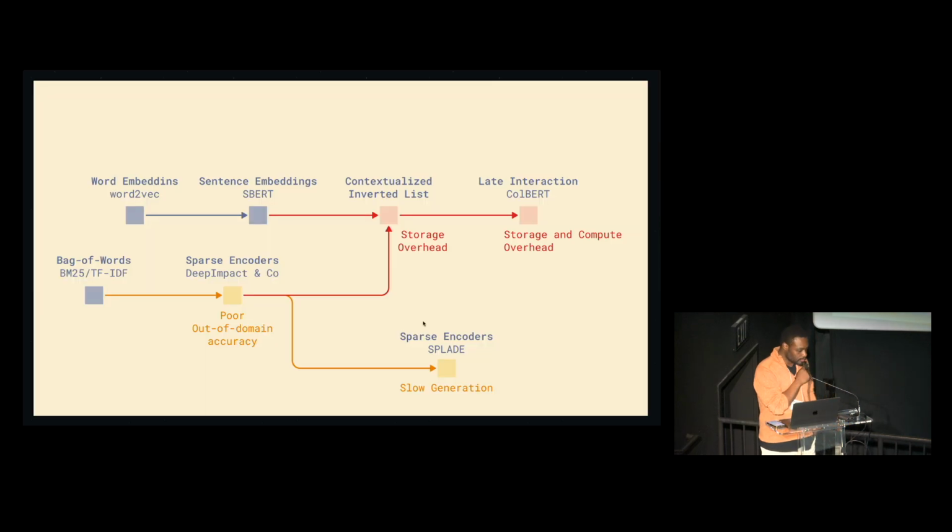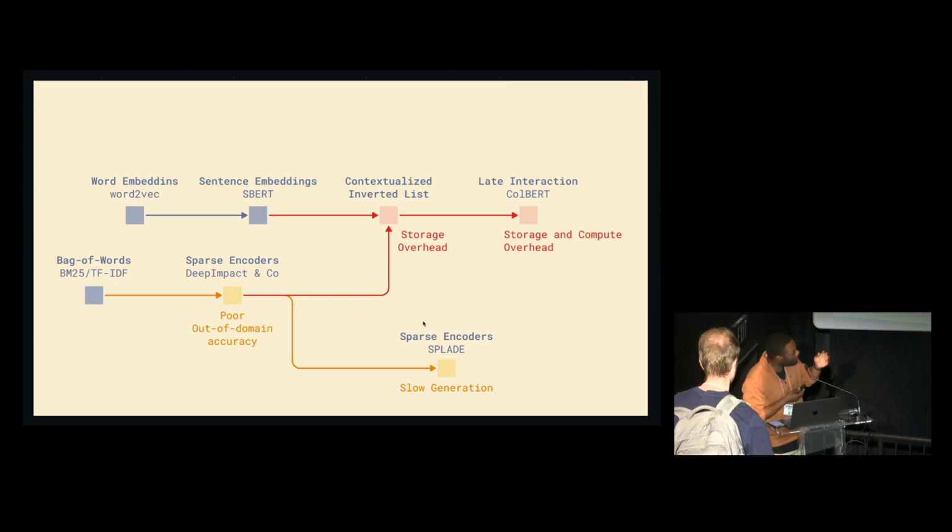So this is our feelings on the current options that are out there. And you see we start out with Word2Vec, we go all the way to late interaction Colbert and the sparse encoders. And basically what happens is anytime we move into a new process, we're solving a problem, but we're also creating a problem. So for example, these sparse encoders like Deep Impact weren't too good out of domain.